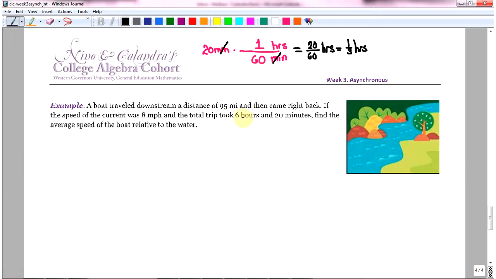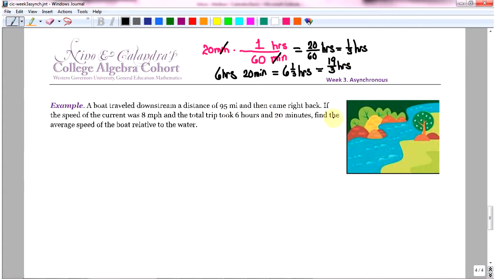So 6 hours and 20 minutes is equal to 6 hours plus 1/3 of an hour, which is 6 1/3 hours. Now we don't want to work with that mixed number; it's easier to work with an improper fraction. So we do 3 times 6, which is 18, plus 1 is 19. So we have 19/3 hours. Okay, so we got rid of that off the bat.